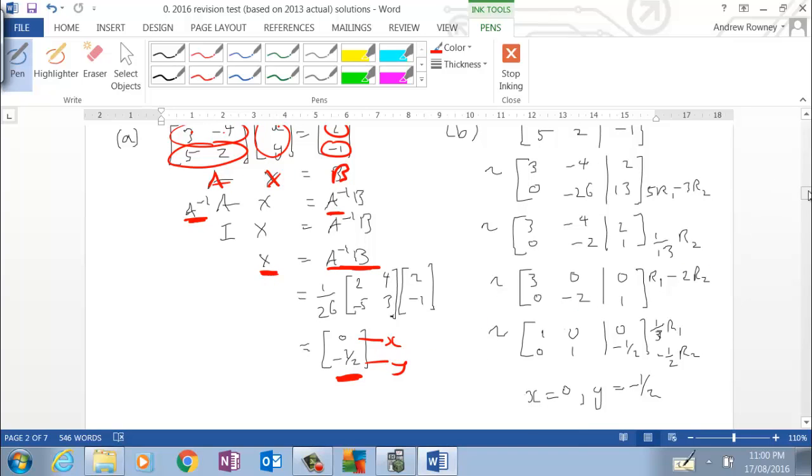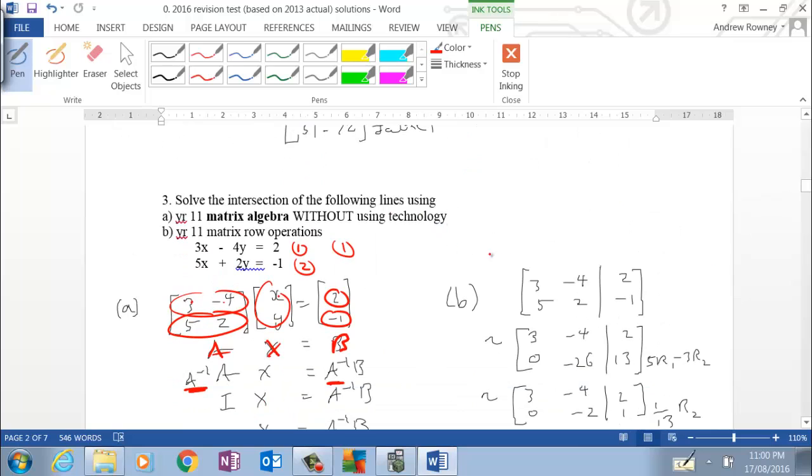That's the intersection point. Doing the row operations method, you put the coefficients and the final numbers here.